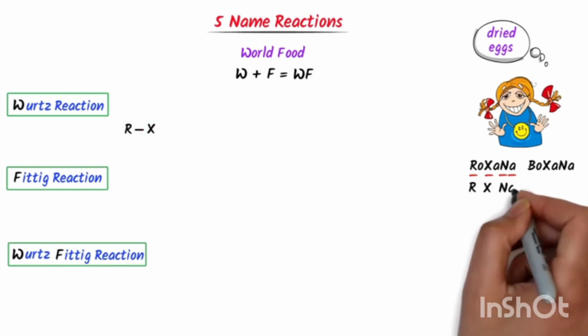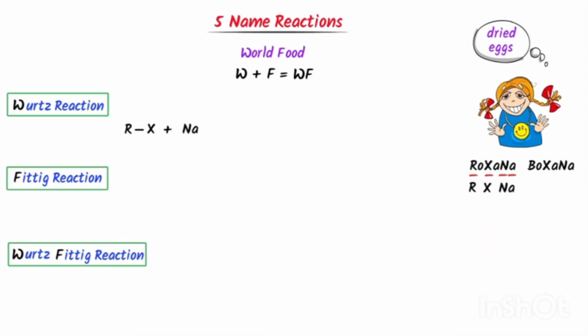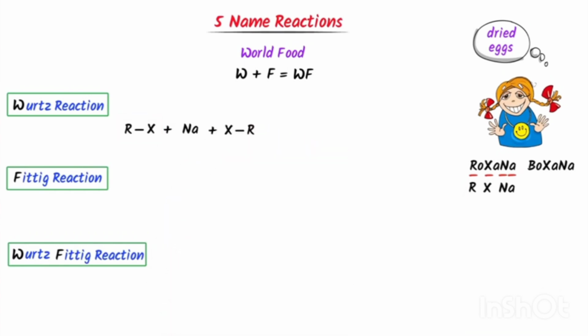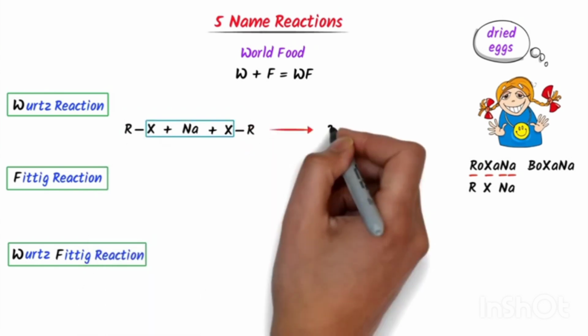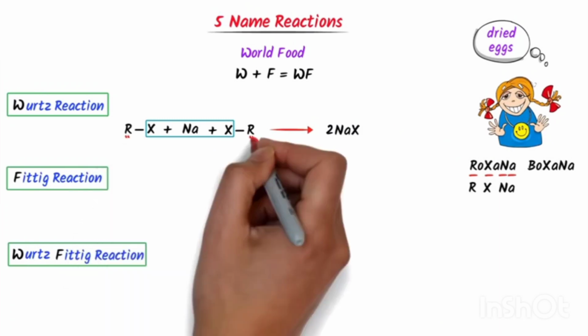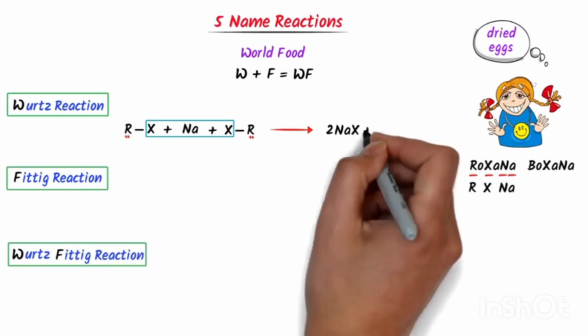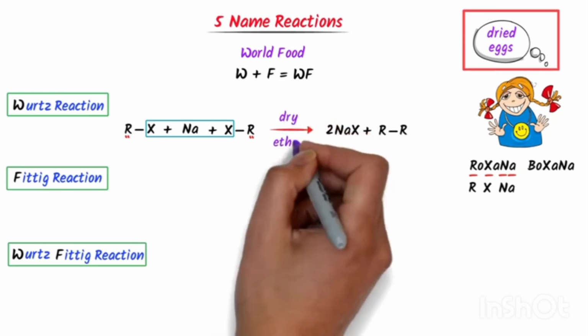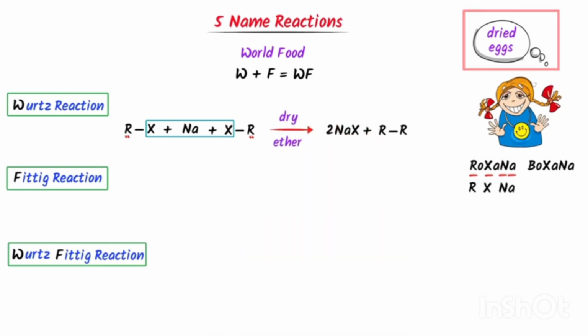Secondly, I take Na, which is sodium. Thirdly, I take this RX and I write it again after sodium. Note it down that if we know the reactants, we can easily guess the products. So here, sodium will react with these two X halogens and we will get 2 sodium halide. This R and this R will combine together to form alkane. This dried X stands for dry ether. Thus this is the Wurtz reaction.